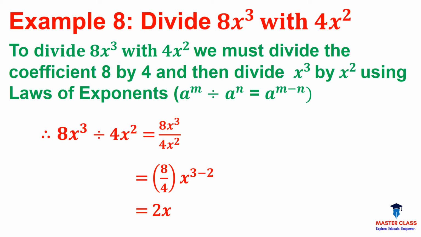In this case, aᵐ divided by aⁿ is equal to aᵐ⁻ⁿ. Therefore, 8x³ divided by 4x² will be equal to 8/4 into x^(3−2). Our final answer will therefore be 2x. Here we must ensure that the terms we are dividing have the same variables. In case they do not have the same variables, we cannot proceed with the division and must simply write the terms as they are.